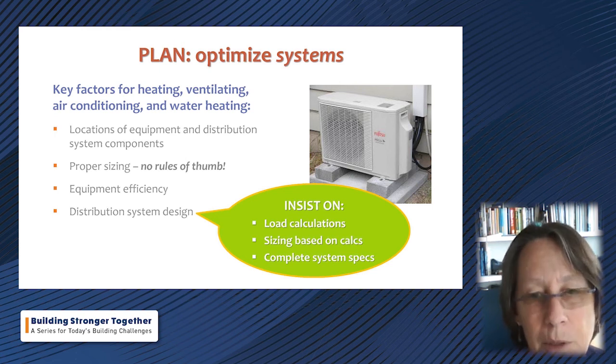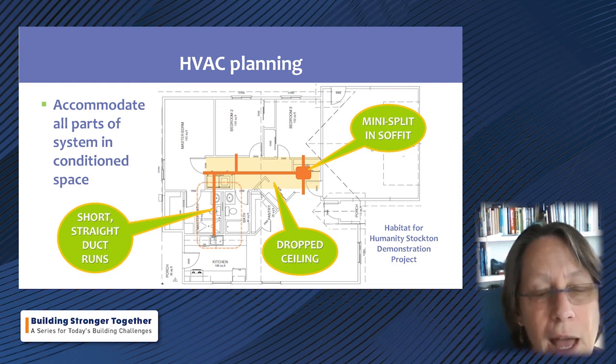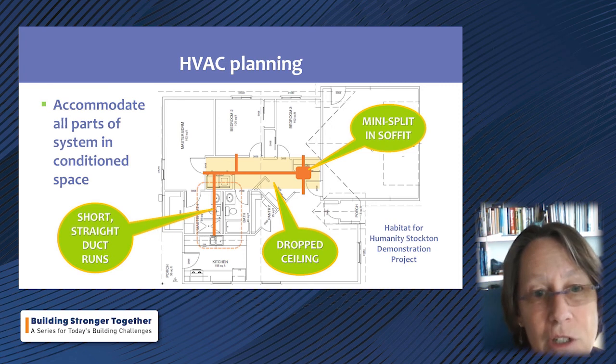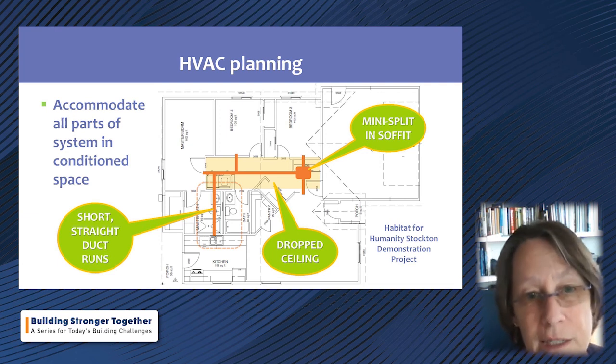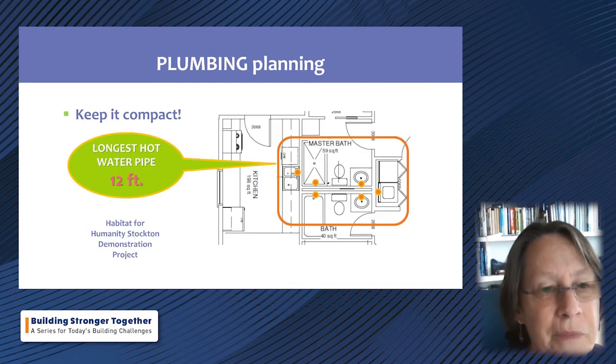So here's an example of a project that I worked on with some colleagues in Stockton, California, our Central Valley, for Habitat for Humanity, where through a combination of careful planning that considered HVAC, we have this very, very simple system with all the components in conditioned space and really short duct runs.